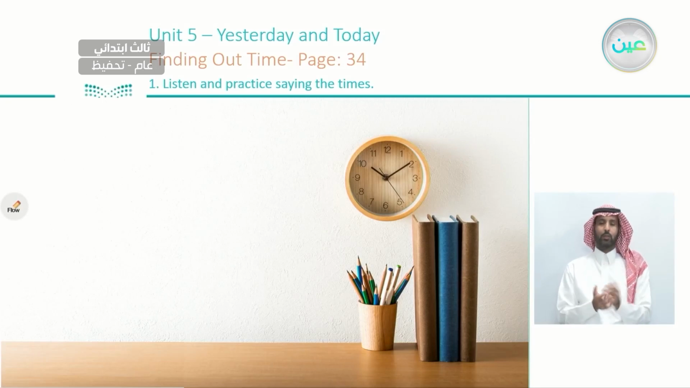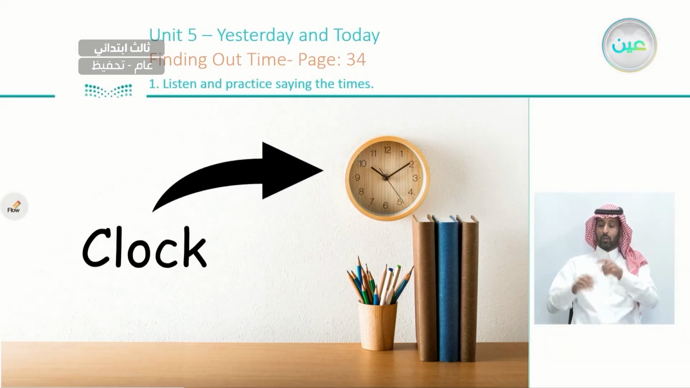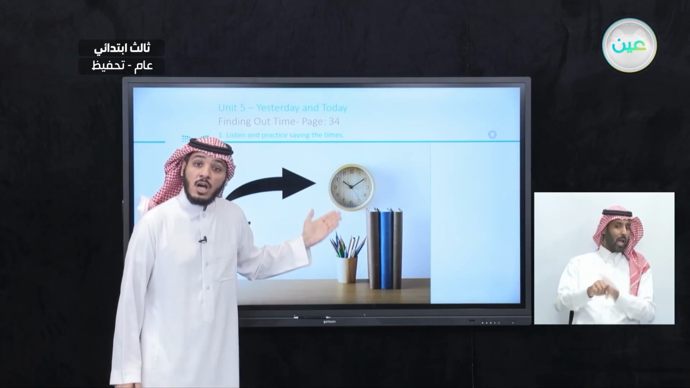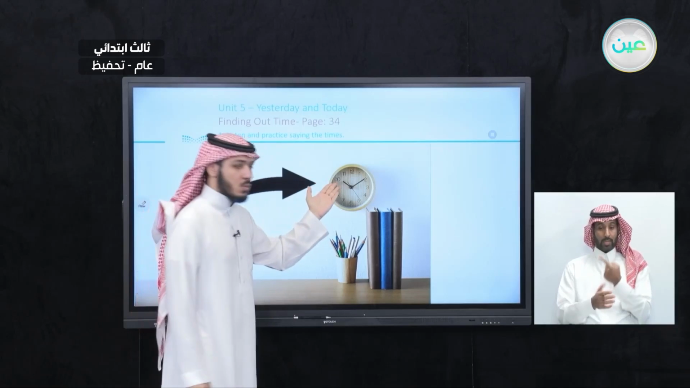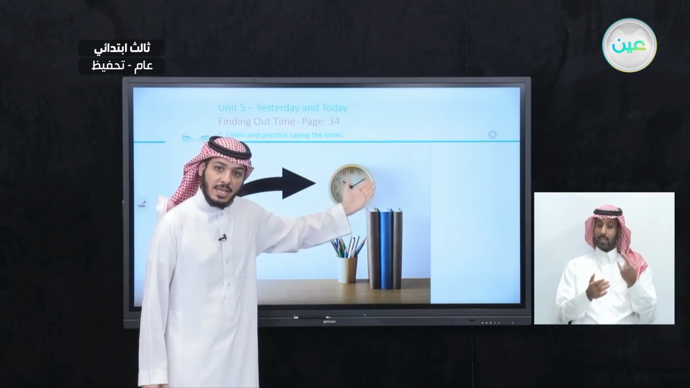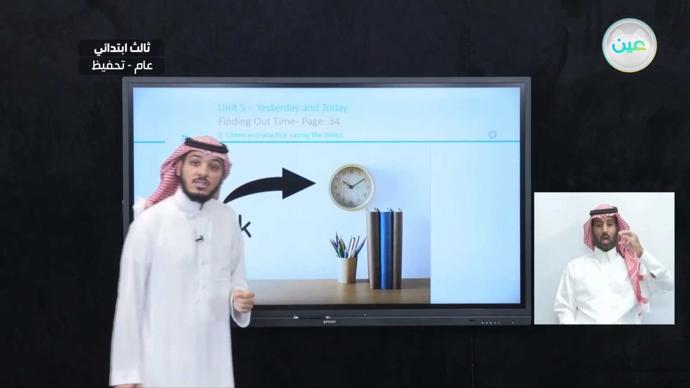Okay, what is this? This is called a clock. Excellent. So we call this a clock. The clock tells us the time. Okay, so we know that the time here is 10 and 10. So this is the clock, and the clock tells us the time.